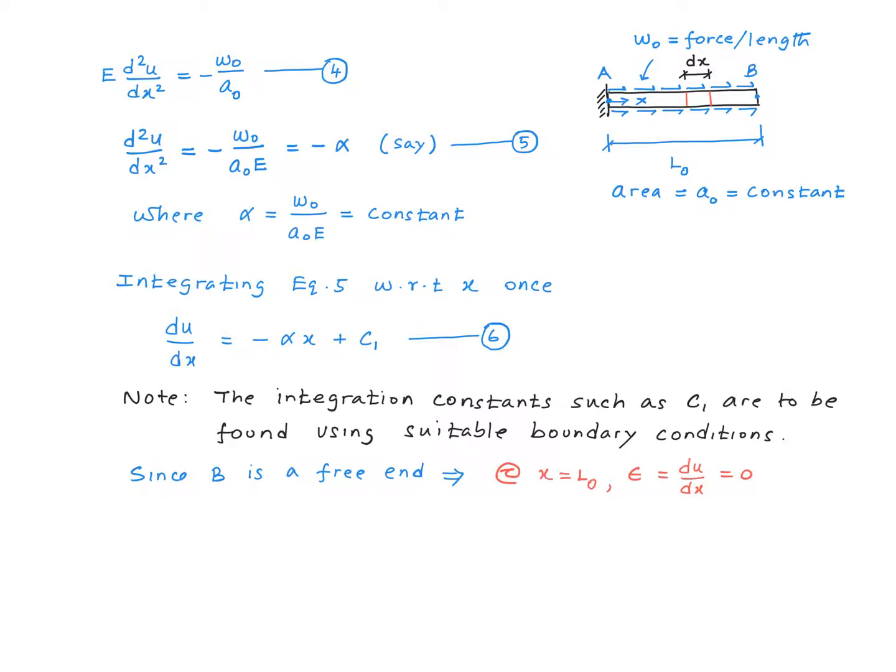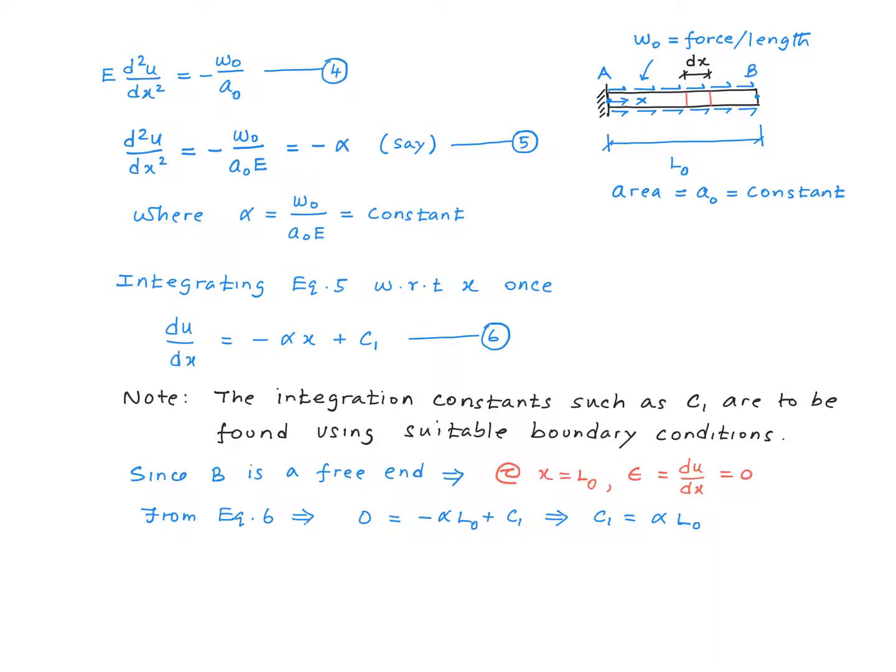And in this particular example, we note that end B, point B, is a free end of the beam, right? And therefore, there cannot be a strain at that point. So our boundary condition that we could use here would be at x equals L, epsilon, which is du over dx, is 0.